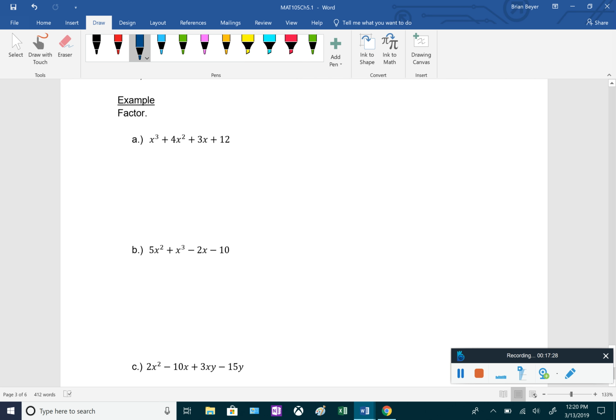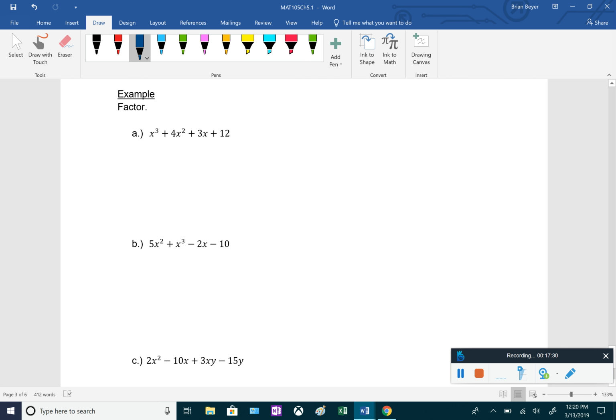So let's see this using an example. We have x cubed plus 4x squared plus 3x plus 12. There is no GCF here, so we can't do that. So what we're going to do is group the first two terms. I'm going to group it with parentheses, plus group the second two terms with parentheses.